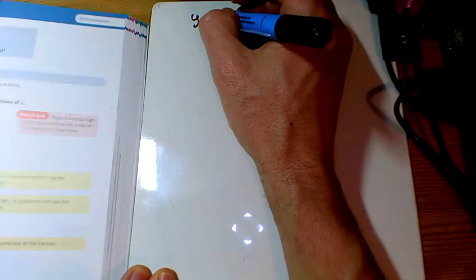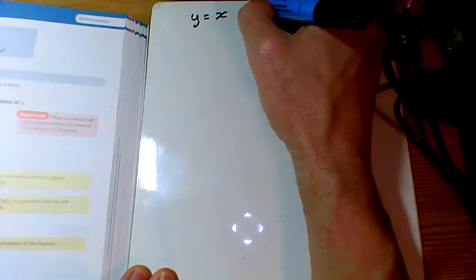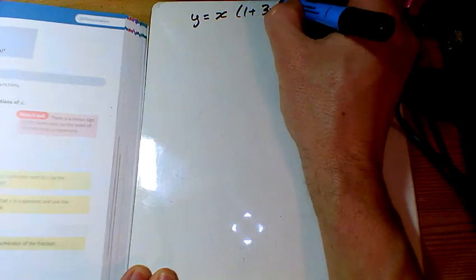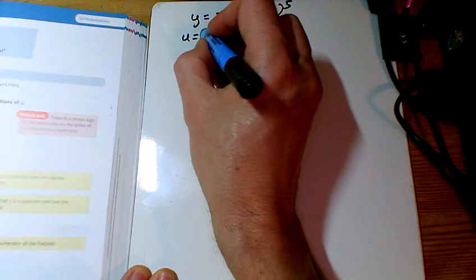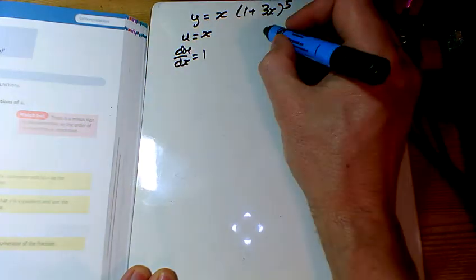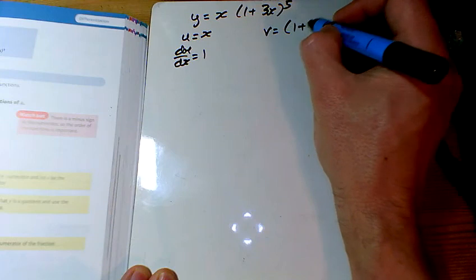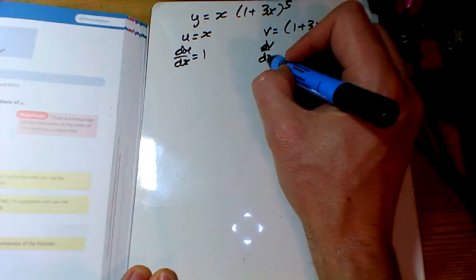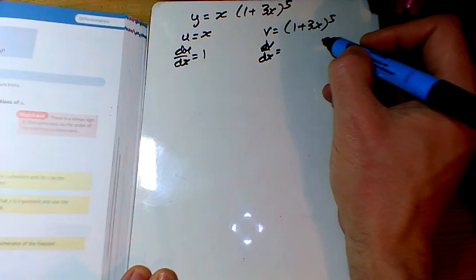Exercise 9D is your product rule exercise. So we've got two parts here being timesed together. We call one side u and we differentiate it. And we call the other side v and we differentiate it. Now, of course, this v here takes a bit of thought because it's got a chain rule inside it.